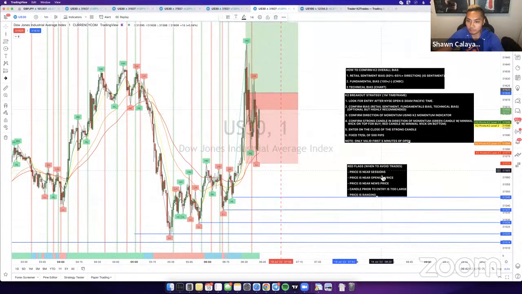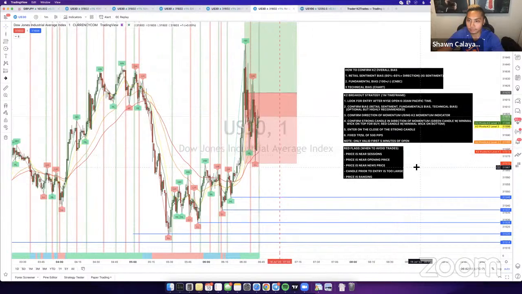CERN mentioned MT4 is lagging. There goes another red flag there. If you guys have traded before, you've probably noticed that when MT4 is lagging, or TradingView, typically you're going to get caught in some slippage, right?